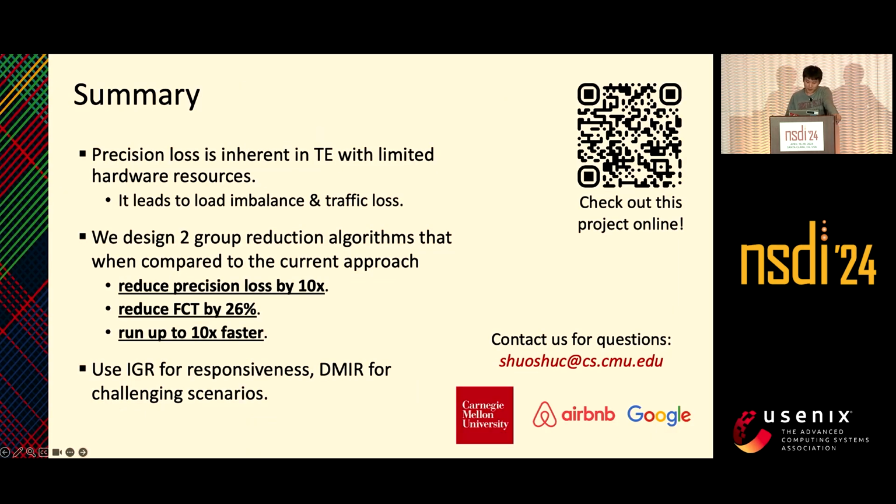To summarize, precision loss is an inherent problem in traffic engineering, and we have designed two group reduction algorithms to do the job. When comparing with the current approach, they can reduce precision loss by 10x and FCT by 26%. They also run up to 10x faster. And in terms of when to use which, we recommend IGR for responsiveness and DMIR for the challenging scenarios.